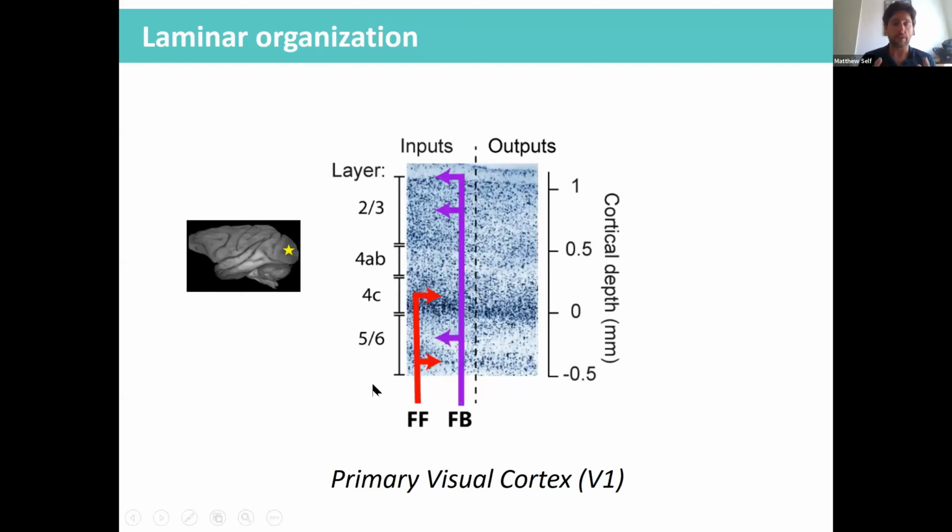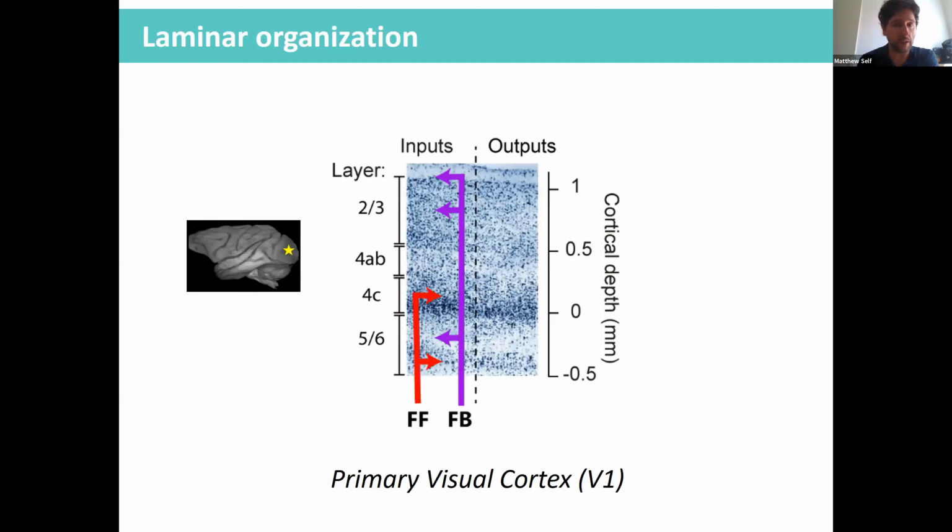Whereas the feedback projections coming back from higher cortical visual areas tend to avoid layer 4 and terminate largely in layer 5, in upper layers, layer 2, and in layer 1. So this is clear anatomical segregation between the feed-forward projections and the feedback projections. And I'll come back to that on my next slide.